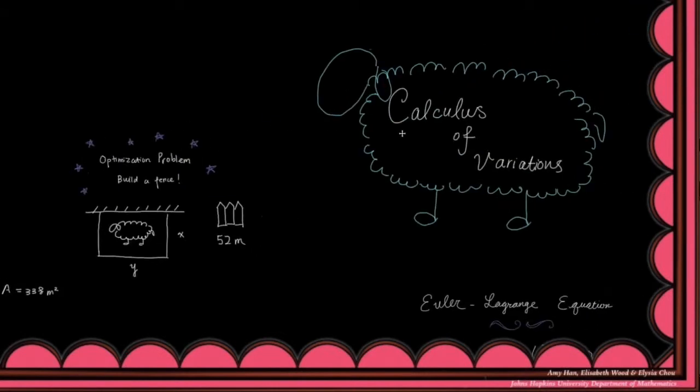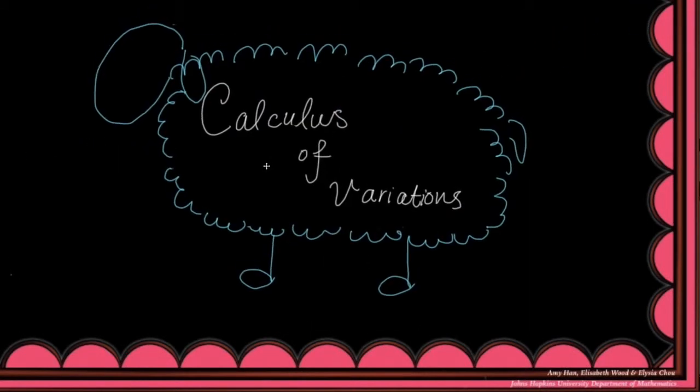So optimization has a lot to do with calculus of variations. Though with calculus of variations, you can deal with minimizing many different things, not just area or distance. You can do time as well.